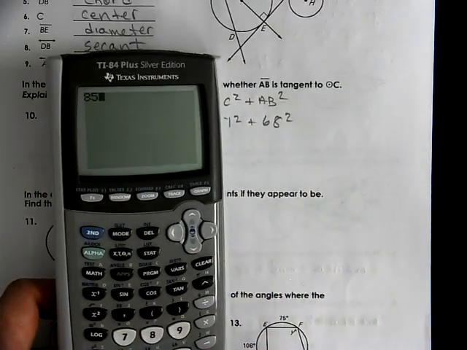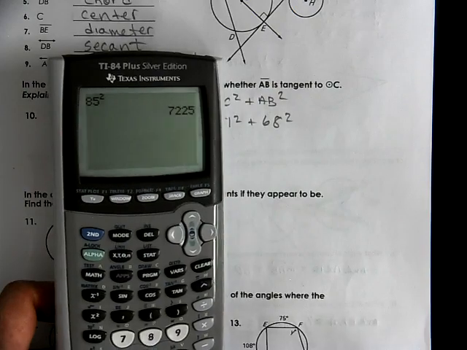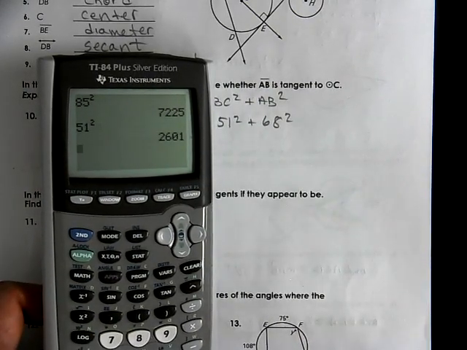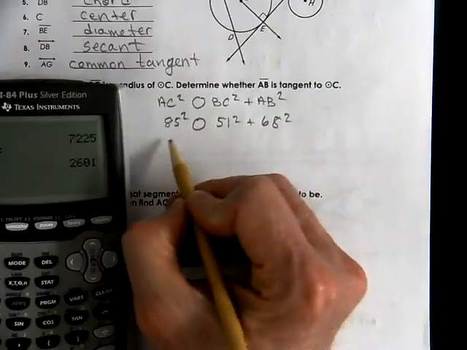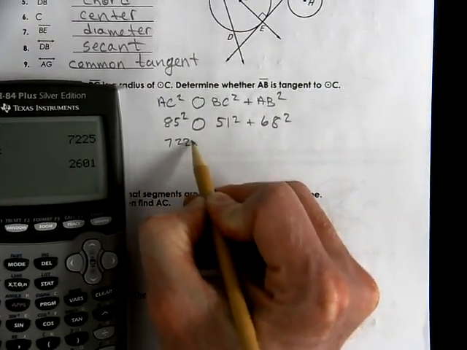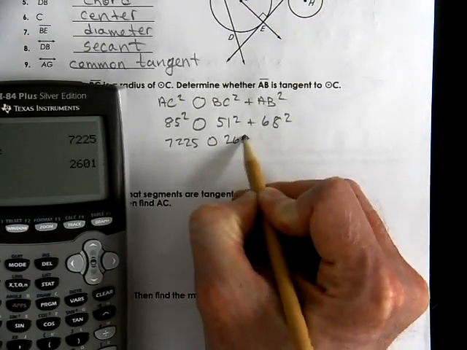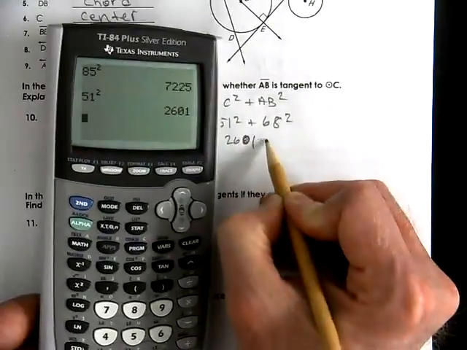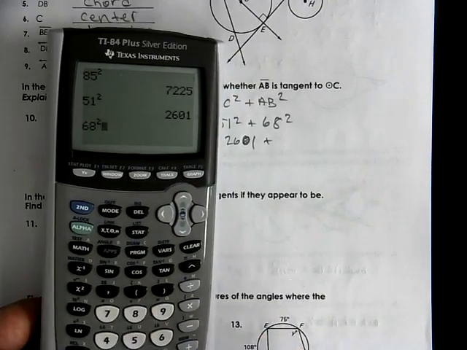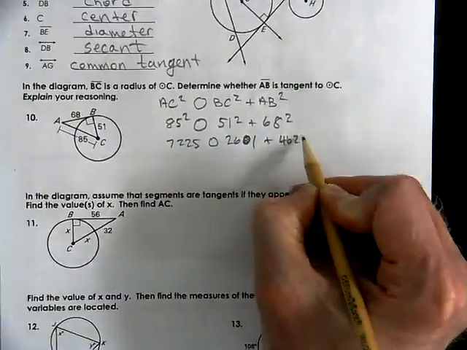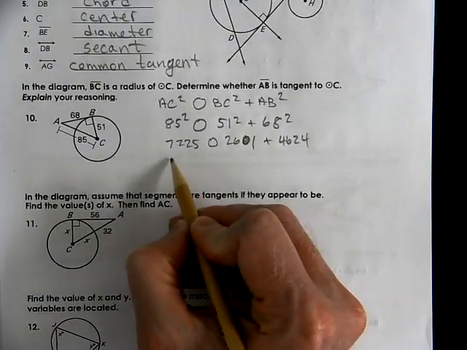So we have 85, and we'll square that. We have 51, we'll square that. So we have 7225, and we're comparing that with 2601. And 68 squared is 6424.